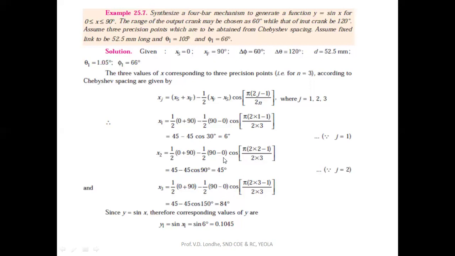Whatever values we get for these precision points, they will be in the range of 0 to 9 degrees. Then for the corresponding value of x, you will get the corresponding value of the function y. So y1, then y2, y3, up to yf, the finishing value, with the starting and finishing values.